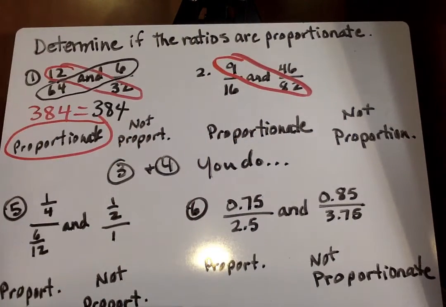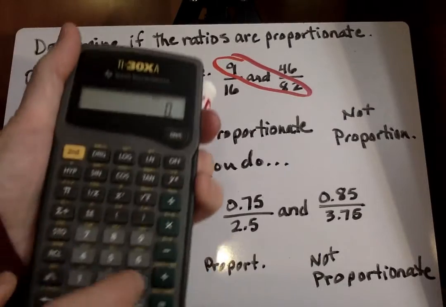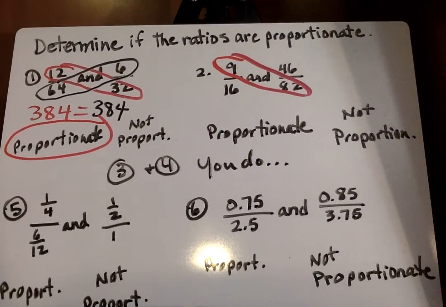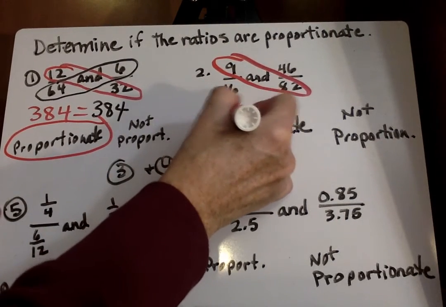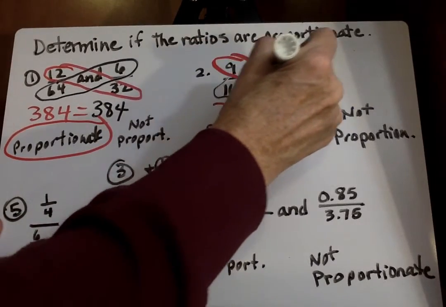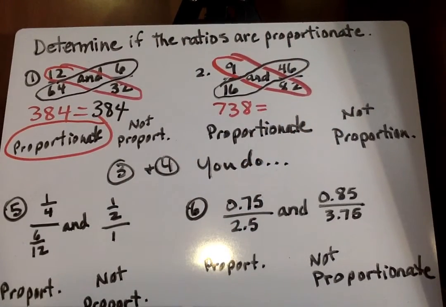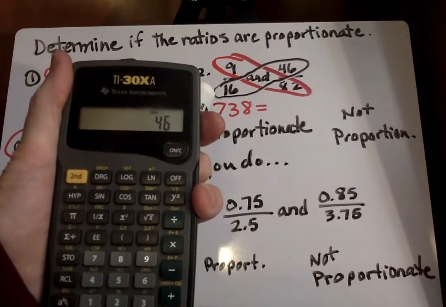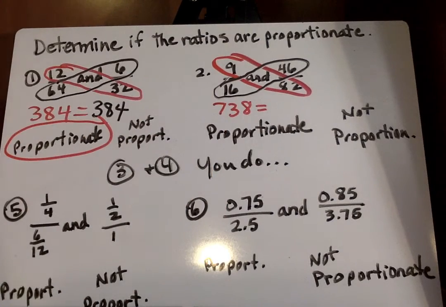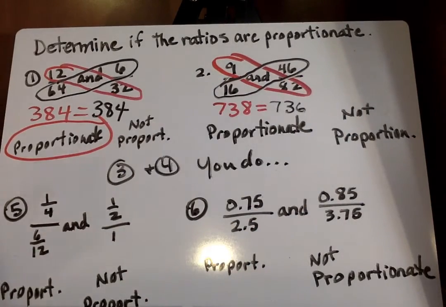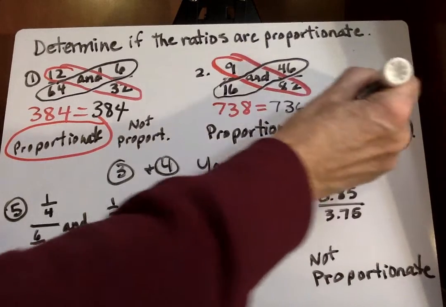9 over 82, so we say 82 times 9, 738, and see if that is equal to my second one, which is 16 and 46. So I go 16 times 46, 736. So are those two equal? No. So they're not proportionate.